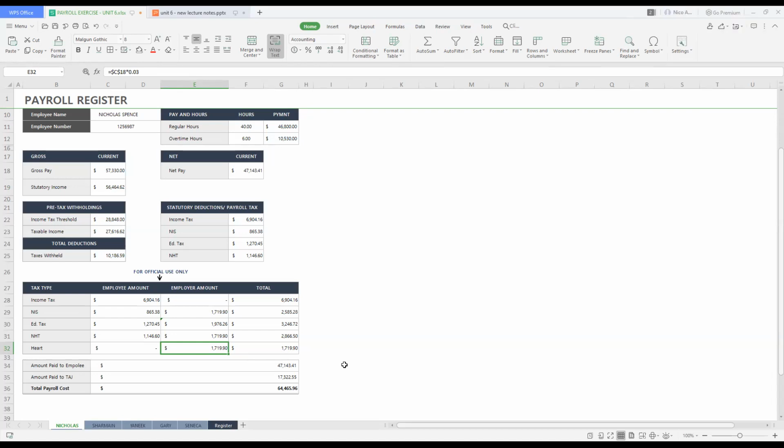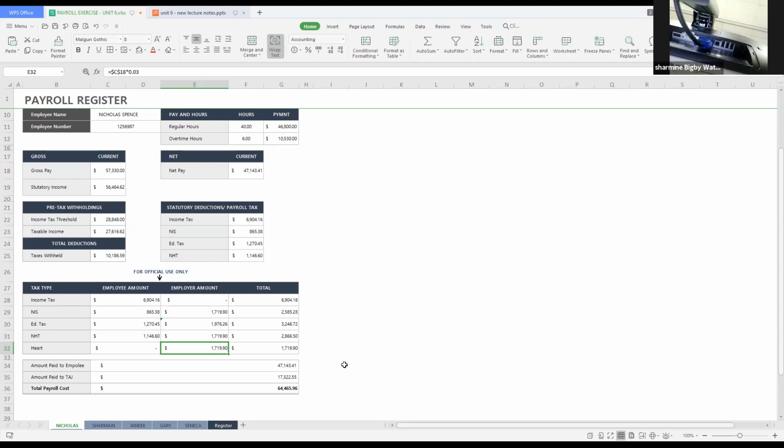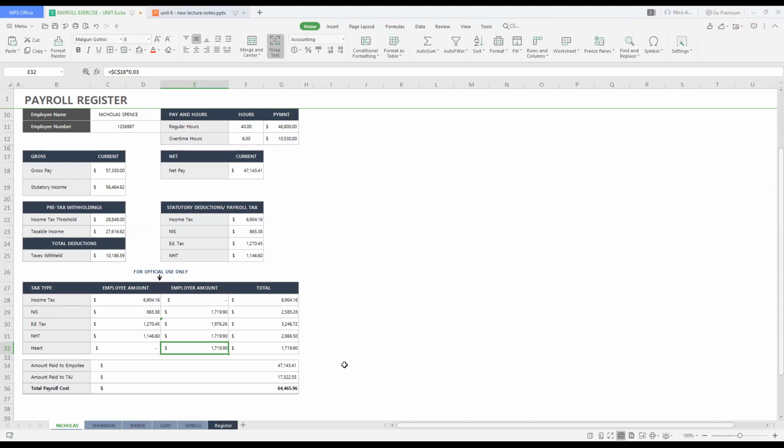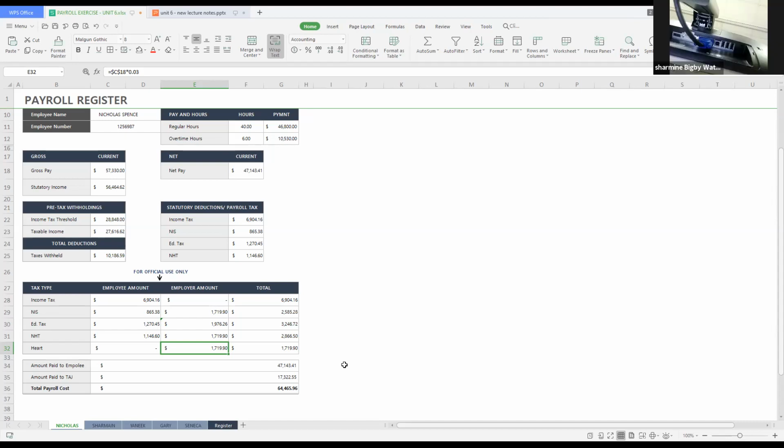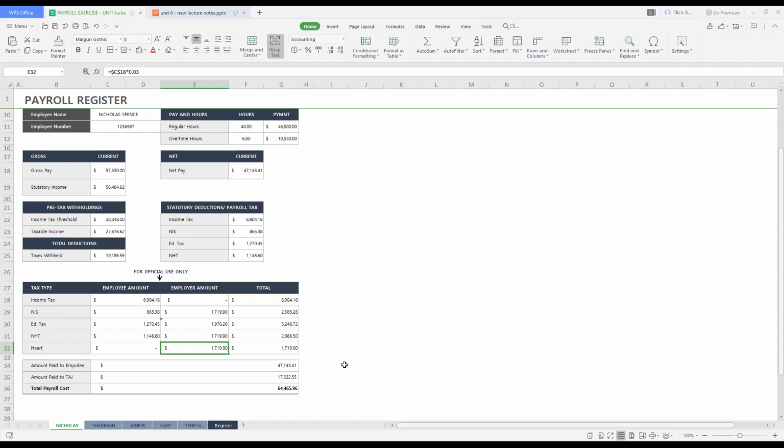Then we're going to find NHT, and NHT is 2% of the gross pay. So it's 2% of the $57,330. All right. So that is $1,146.60.